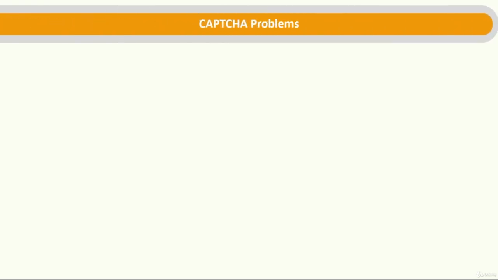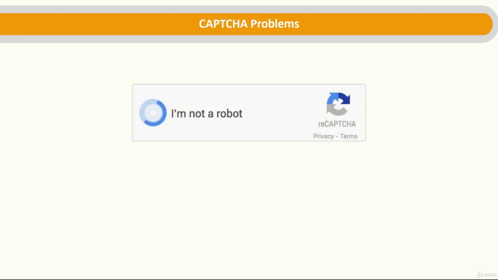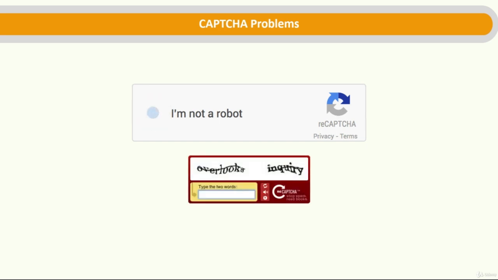CAPTCHA problems. CAPTCHA stands for Completely Automated Public Turing Test to tell computers and humans apart. Bet you didn't know that, did you? Basically, it's implemented to distinguish users from any entity that makes automated requests. There are several CAPTCHA types, such as visual, oral, arithmetic, and so forth.